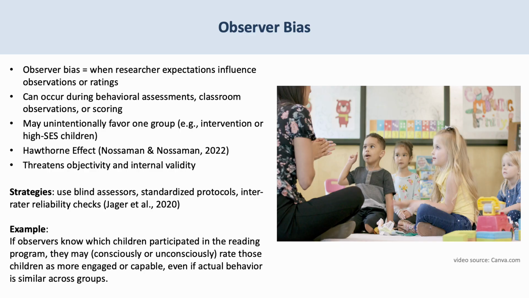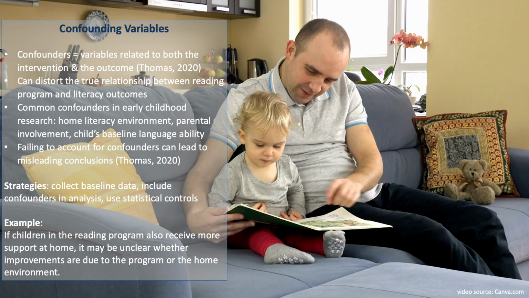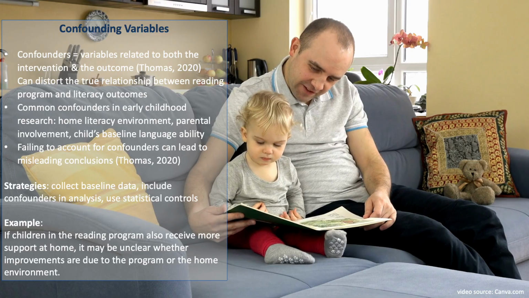And these steps help reduce observer bias, which is a type of information bias, a broader category of bias that occurs when data collected about participants is systematically inaccurate. These steps help ensure that our findings are based on what's really happening and not on what we expect or hope to see. Now let's turn to confounding variables.